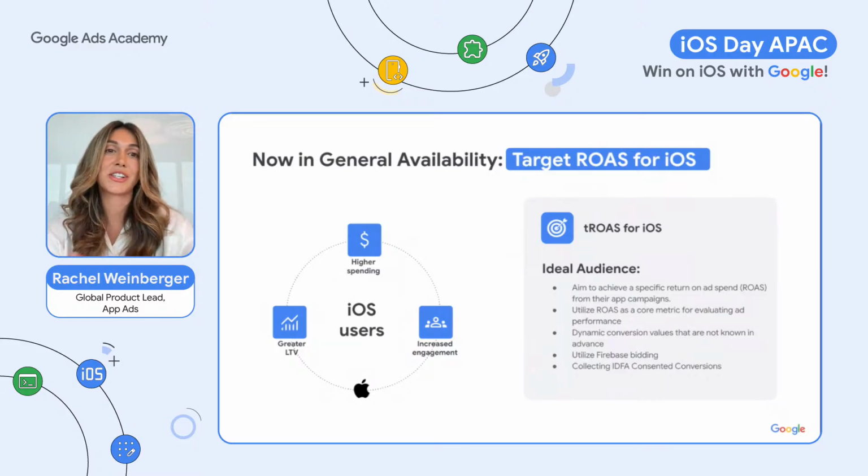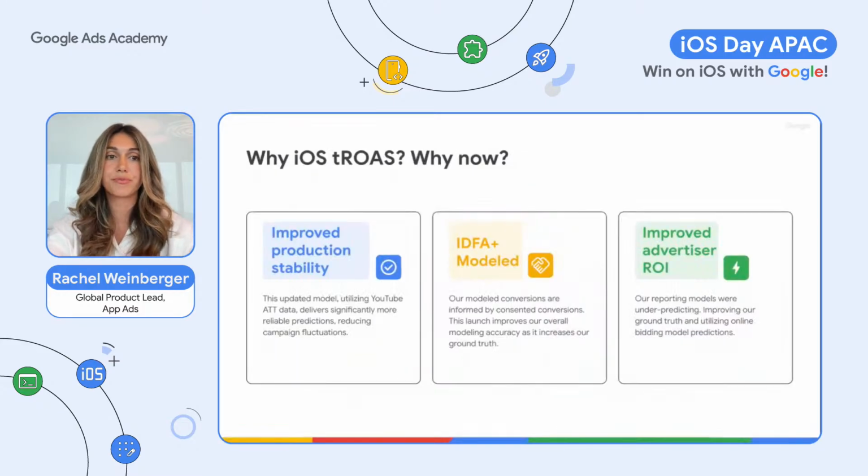I think there's a couple of nuances here that I'd like to share about our ideal audience that may differ from what we see on Android. Of course, we want the ideal audience to be using ROAS as a primary metric for their app campaigns. They want to achieve a target return on ad spend. They send dynamic conversion values. They're utilizing Firebase bidding. And the biggest one here is that they're collecting IDFA consented conversions. And I'll get to that a little bit more in a future slide.